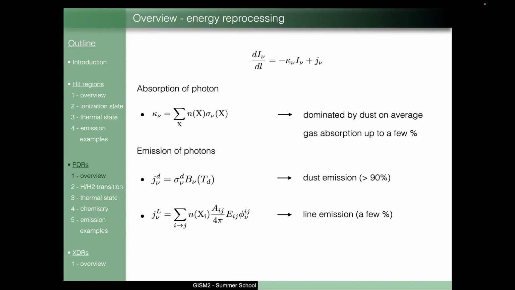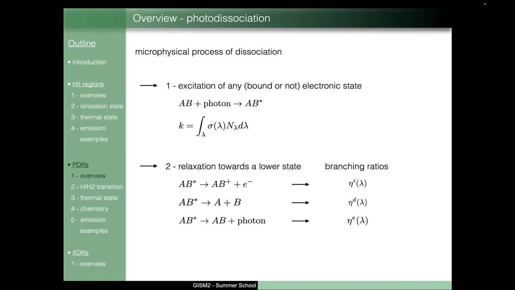Well, in fact, in PDRs, this balance or this way of seeing the problem is wrong, simply because of one fact: all the photons are not as important as one another. There are photons that are much more important for photodissociation than other photons. So even if the dust on average absorbs most of the photons between 5 and 13.6 eV, there are some photons that are not absorbed by dust, but these are the photons that are important in PDRs, and this is what makes the entire physics of PDRs interesting. And this is linked to molecular physics and to the process of photodissociation.